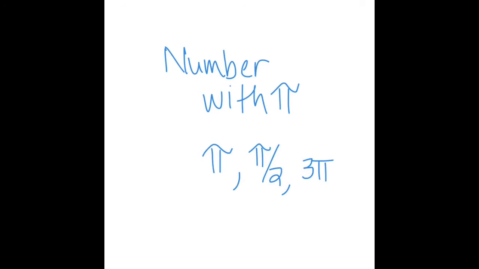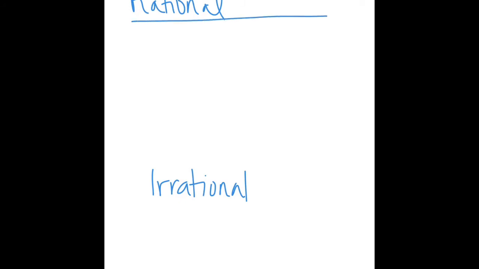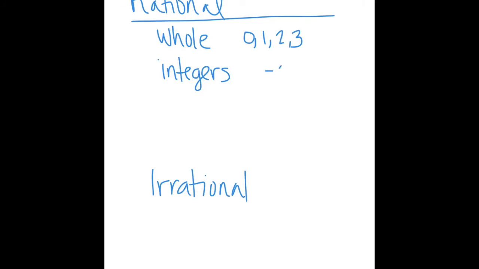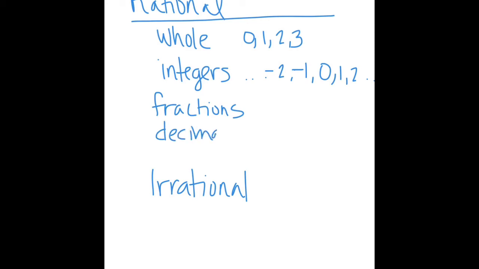So today is just going to be a sorting activity. You are going to sort numbers into categories of rational or irrational. So we said that rational numbers can be whole numbers. That's like the number 0, 1, 2, 3. They can be integers, which are the negatives, -2, -1, 0, 1, and 2, right? And those go on in opposite directions. They can be fractions. They can be decimals that terminate or repeat.